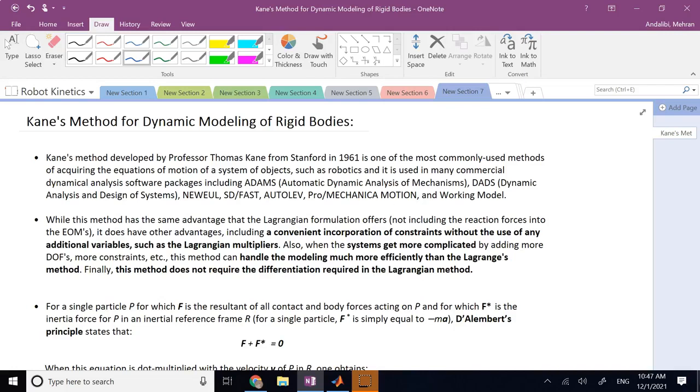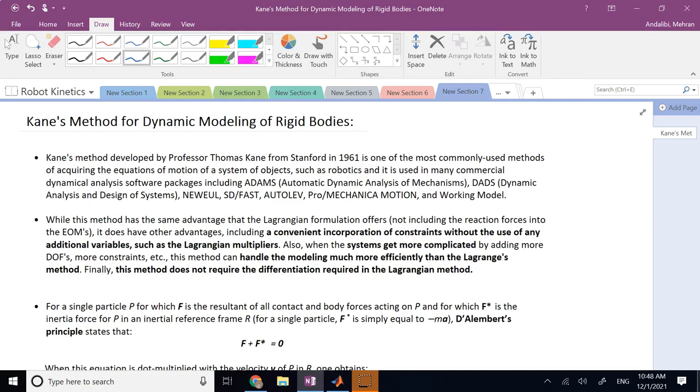Hello everyone. In this video we are going to talk about a third method for derivation of equations of motion for an n-link robot. So far we have seen the Lagrangian formulation and then the Newton-Euler formulation. We learned that the Lagrangian method has the advantage of working with energy terms and excluding the reaction terms, that the total work of them is zero, right?